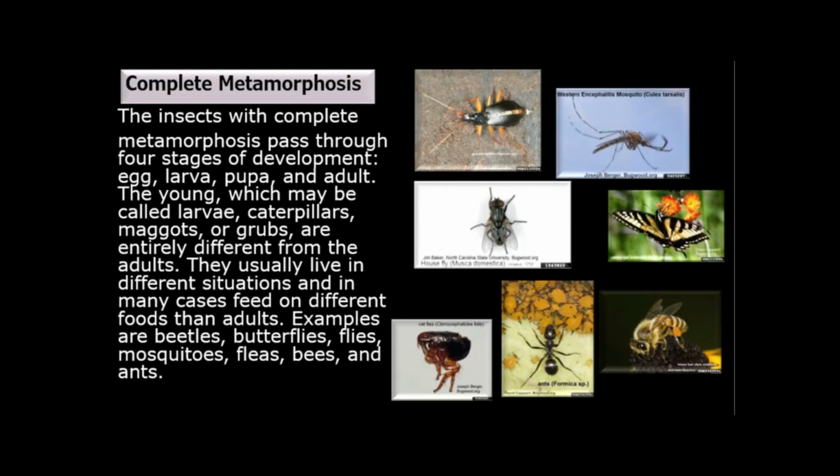The insects with complete metamorphosis pass through four stages of development: egg, larva, pupa, and adult. The young, which may be called larvae, caterpillars, maggots, or grubs, are entirely different from the adults. They usually live in different situations and in many cases feed on different foods than adults. Examples of this are going to be beetles, butterflies, flies, mosquitoes, fleas, bees, and ants.